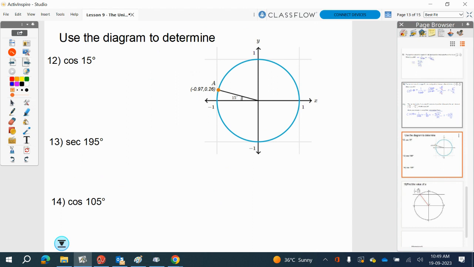I'll just draw the numbers a bit bigger. It's minus 0.97 and 0.26. Yeah, but I don't get it. It's not, it's 19.